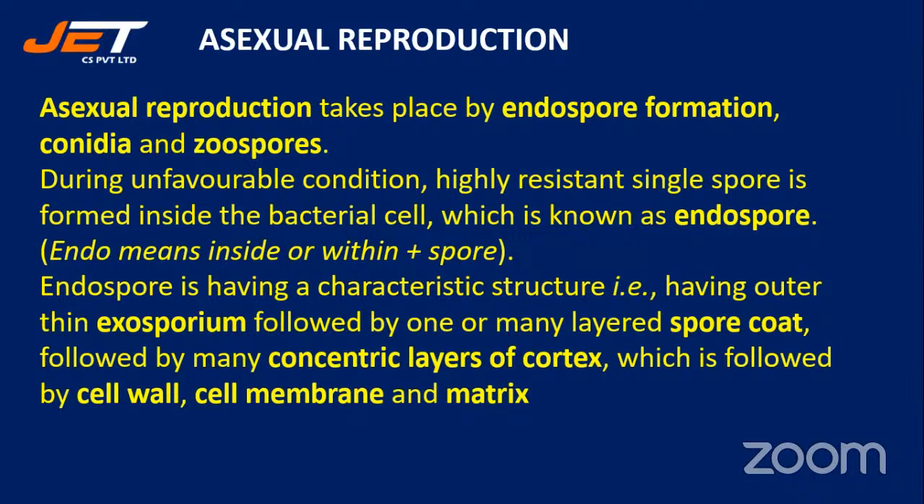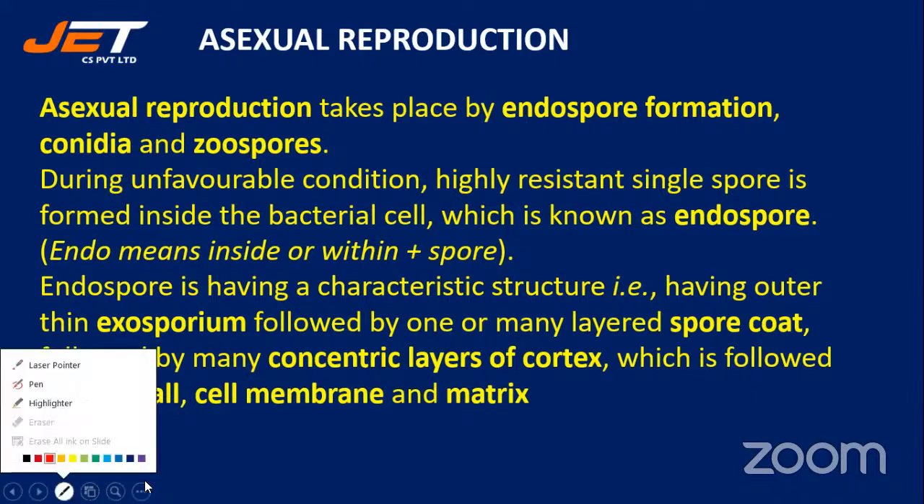So the bacteria forms a spore-like structure. That is the endospore. And the bacteria reside within this spore. So the endospore is a characteristic structure having the outer thin exosporium followed by one or many layers of spore coat, followed by concentric layers of cortex, which is followed by cell wall, cell membrane, matrix. Okay, so within this structure, this bacteria is present. So above the exosporium is the spore coat. So like this.